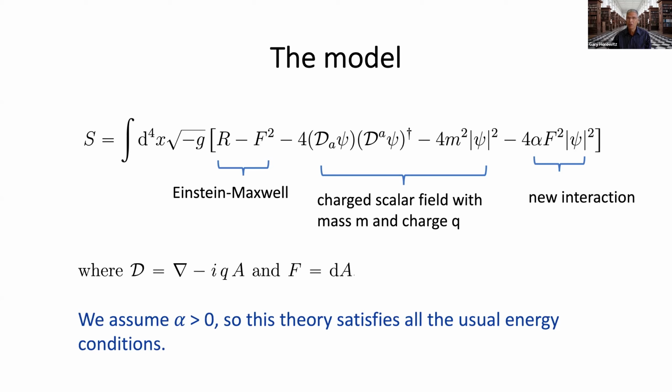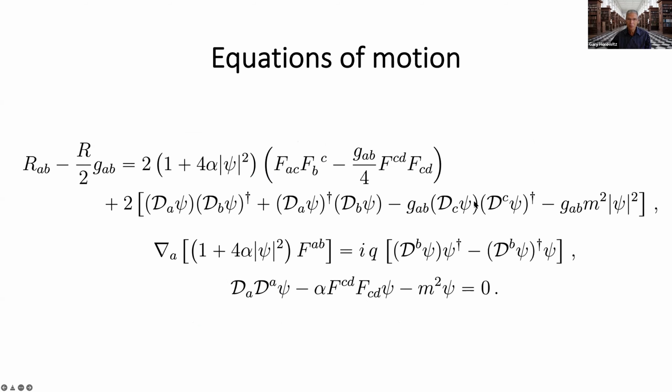When you increase the charge toward extremality, Reissner-Nordstrom becomes unstable to turning on a static scalar field outside. You basically generate scalar hair. And you can see that from the form of the equations. So here we have, well, this is the Einstein equation. This is the Maxwell equation. And the last is the scalar equation.